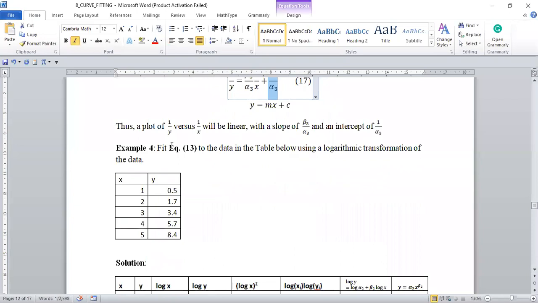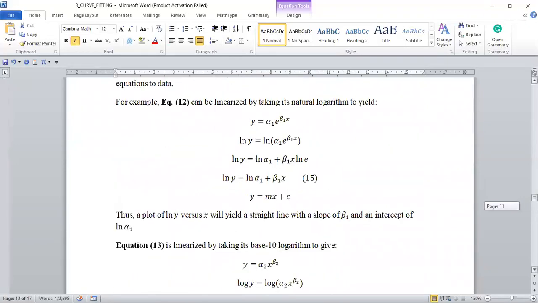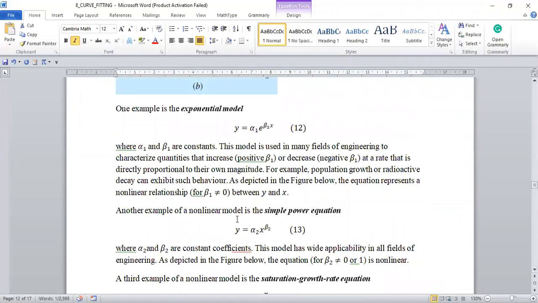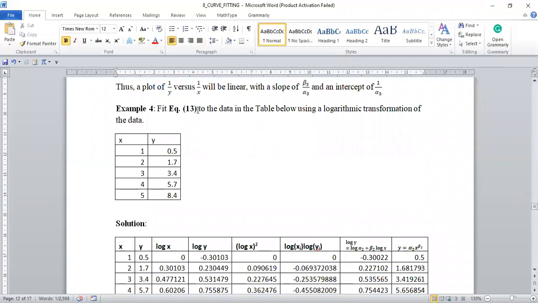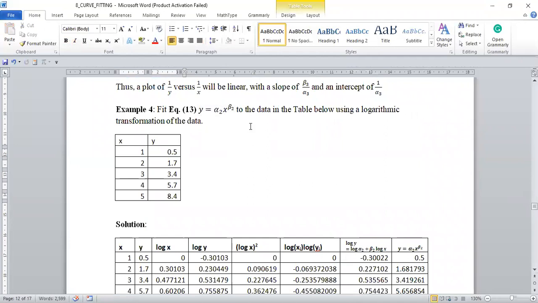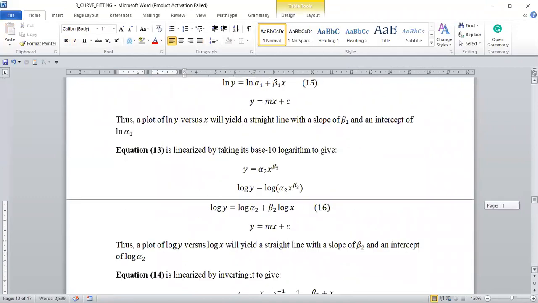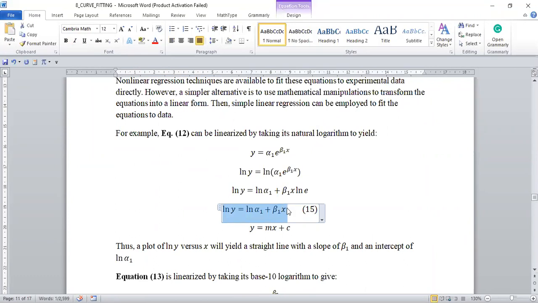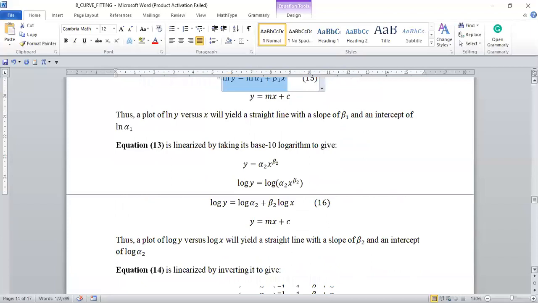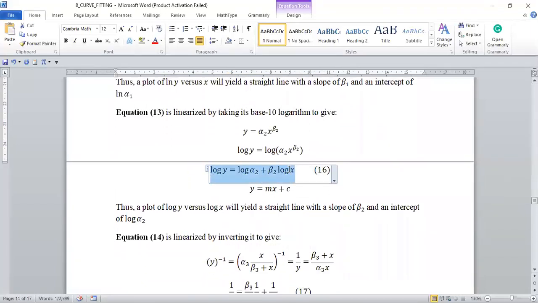The next example says that we should fit the nonlinear model of equation 13 to the data that is given to us. So this is equation 13. So we are asked to fit this particular non-linear model to the data given to us. So this is the model we are to fit. When we linearized it, this was the final result we got.